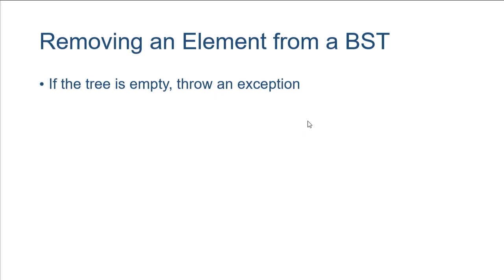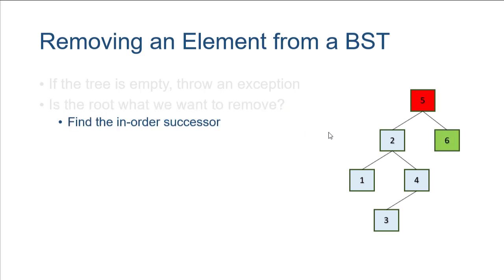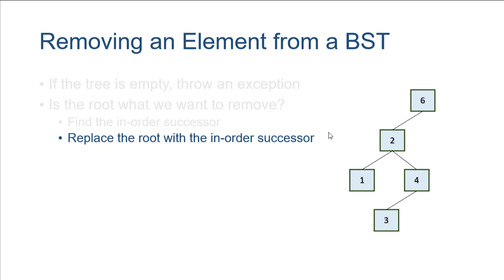That's the easiest case. And if we want to remove the root, keep in mind that the root is really the only node that the binary search tree has a reference to. It accesses all the other nodes through the root. So we need to find the in-order successor. That would be the node that holds the element that would come after the root if we did an in-order traversal. And then we're going to replace the root with that in-order successor. Now, this example was pretty simple. We'll do some more complicated ones later.